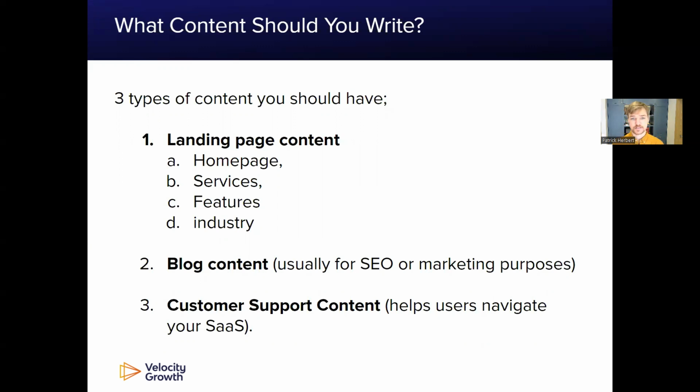So as a SaaS, if you have had a look at any of the really big guys, generally your Mailchimps, etc., you'll see that they have 3 main types of content: landing page content, blog content, and customer support content. Now landing page content, you're all aware of, I'm sure. It's your home page, your services pages, your features pages, or potentially industry pages as well.